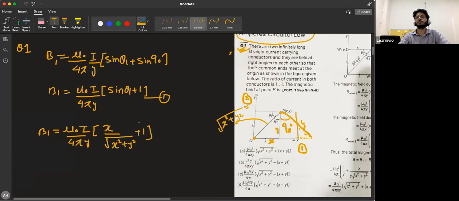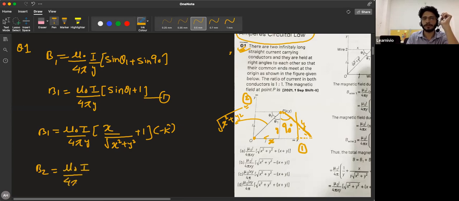When you apply the right hand thumb rule for the direction of the magnetic field: place your fingers in the direction of current and curl them towards the point. The thumb is going inwards, so that is minus k cap. Similarly for the second wire, you can calculate the magnetic field B2. It's mu naught I by 4 pi. Can you tell me how much is the perpendicular distance from the wire to the point?